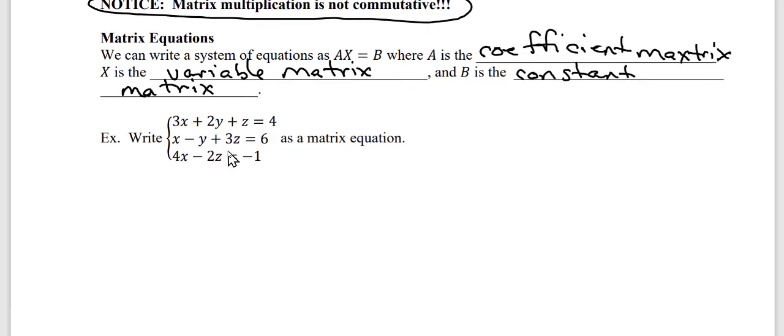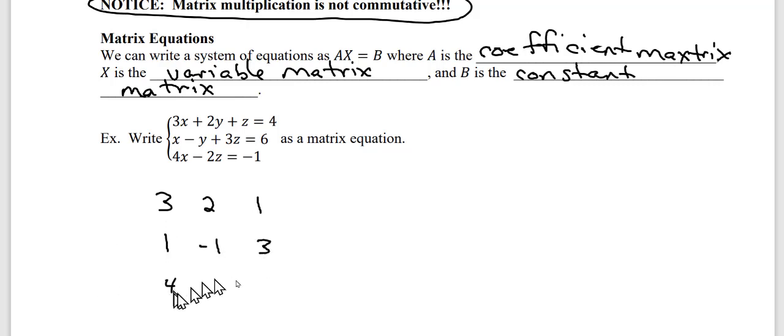Here's how it works. We take just the coefficients. So this is different than the augmented matrix. Make sure you keep these separate in your brain. The matrix equation will take just the coefficients: 3, 2, 1 for the first equation; 1, negative 1, 3; 4, 0, negative 2. This is what we call the coefficient matrix.